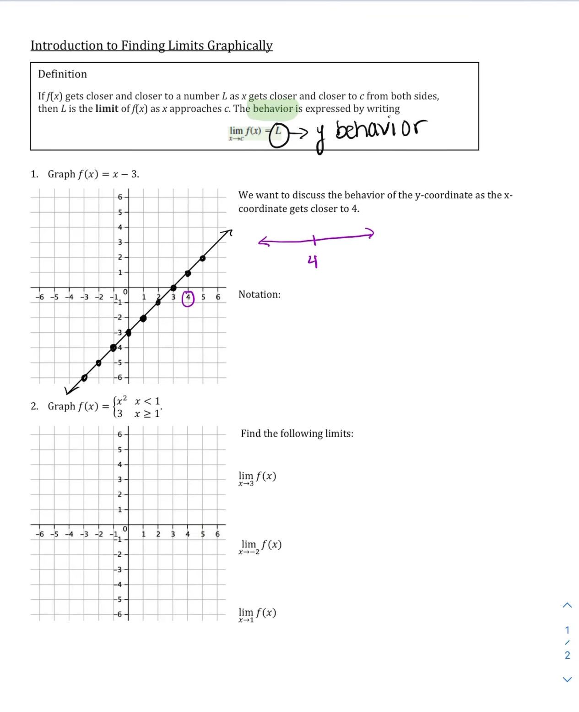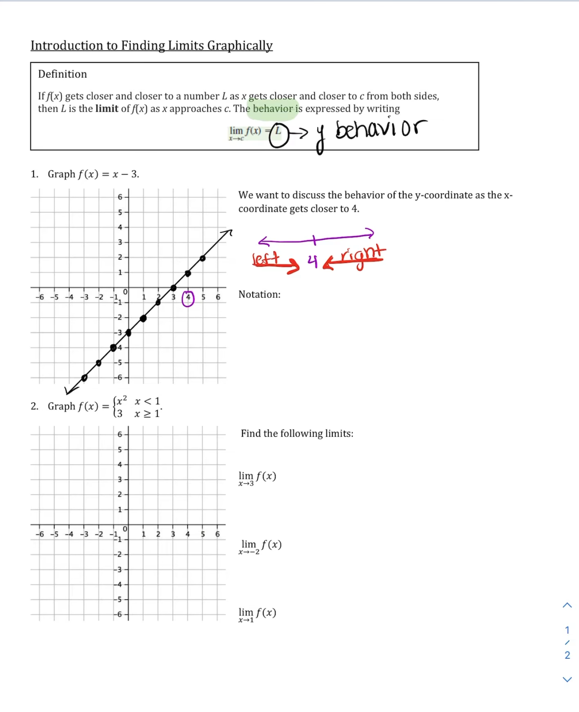And the two sides that they're talking about is either you can come in from the left, which would be coming from numbers that are less than 4. So this would be from the left. Or you can approach 4 from the right. So numbers that are greater than 4. So that's what they're discussing in the definition when they're discussing from both sides. So if I take a look at my graph, you can imagine that it's like you're driving on the graph. Like you're driving your car and you're approaching an exit from two different directions, right?